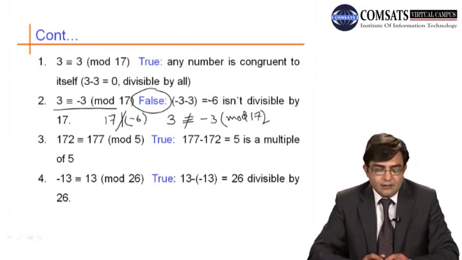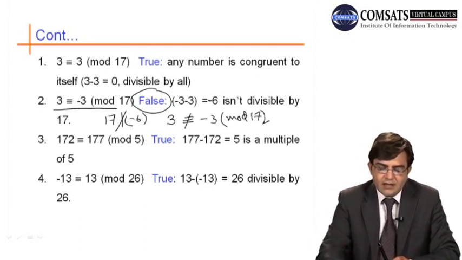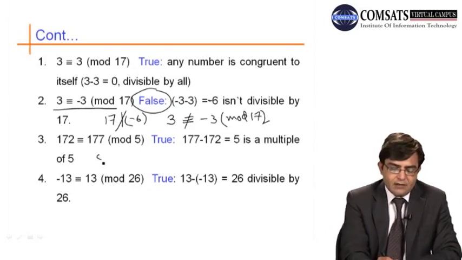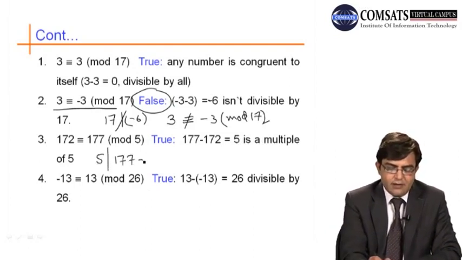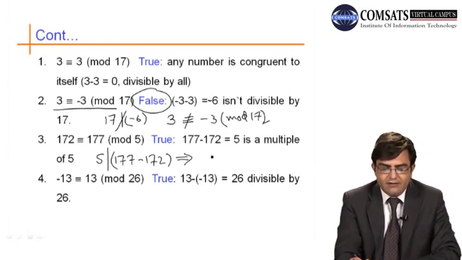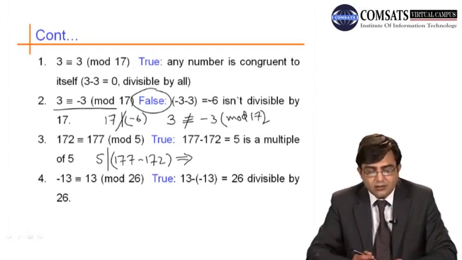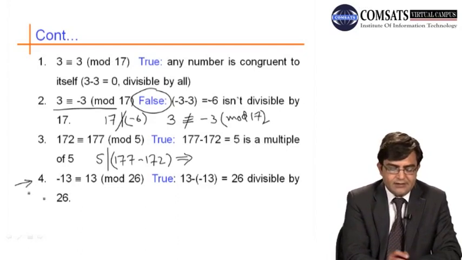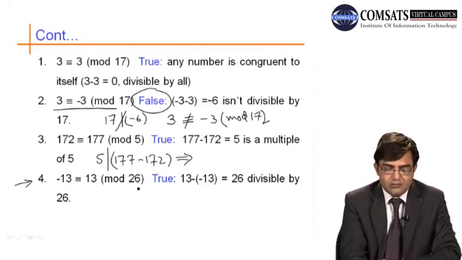So the next example is 172 is congruent to 177 mod 5. If we see here, 177 minus 172 is basically 5, which is a multiple of 5. So 5 divides 177 minus 172. So this implies 172 is congruent to 177 mod 5. This is true.